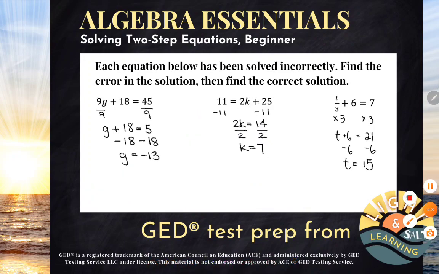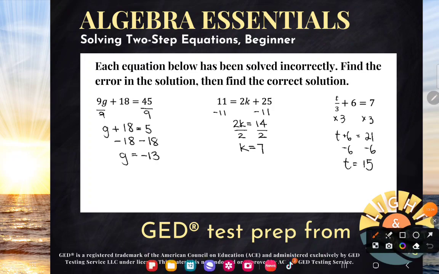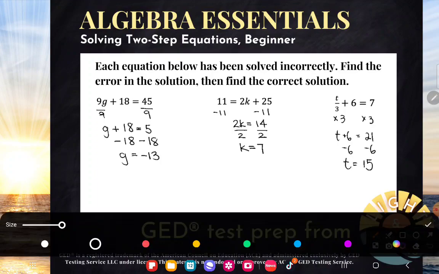We can do this. Let's see. T over 3 plus 6 equals 7. Now, this is one of those ones I always scold you guys for your math grammar all the time. My students are like, really, Kate? Why are you so anal? Well, take a look here.